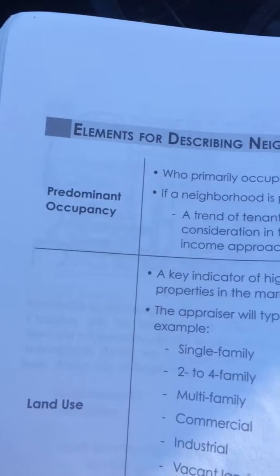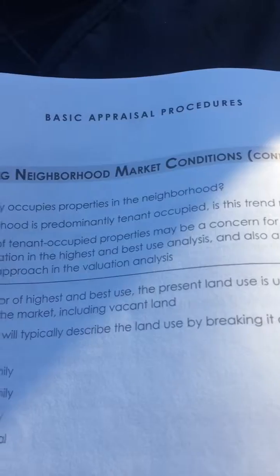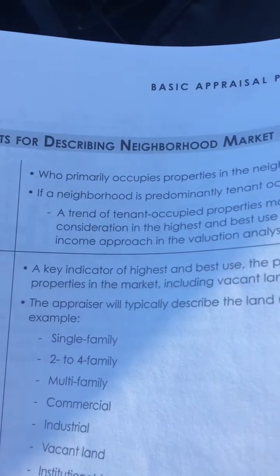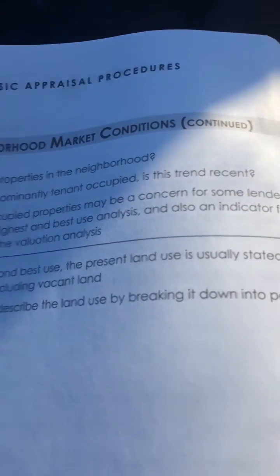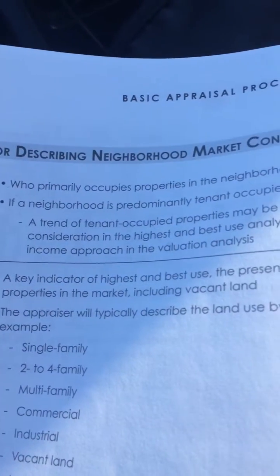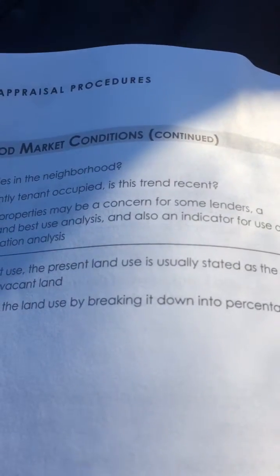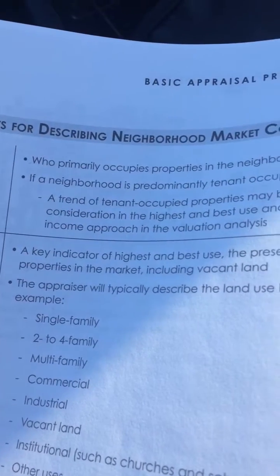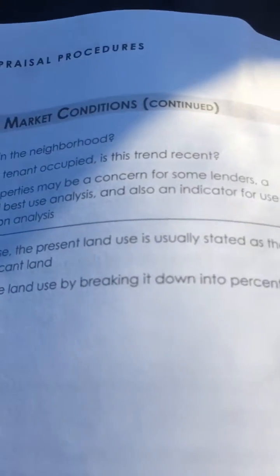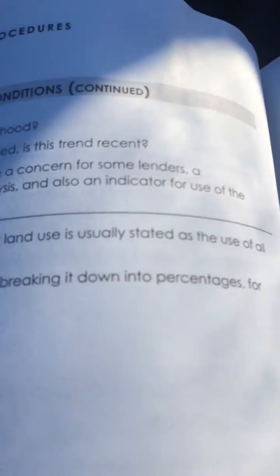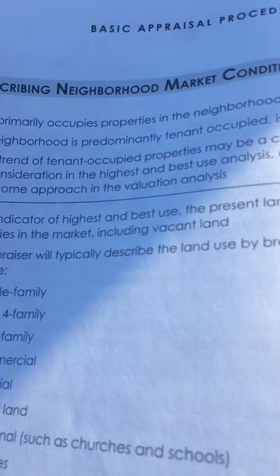Predominant occupancy. Who primarily occupies properties in the neighborhood? If a neighborhood is predominantly tenant occupied, is this trend recent? A trend of tenant-occupied properties may be a concern for some lenders. A consideration in the highest and best use analysis, and also an indicator for use of the income approach in the valuation analysis.